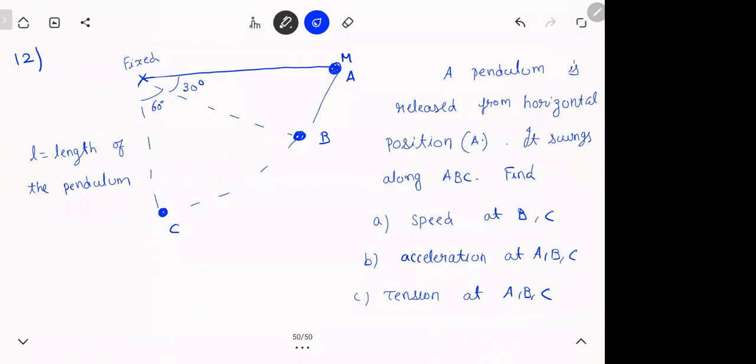Hope the question is clear. You have a pendulum, you left it from a horizontal position, it swings. So ABC 3 positions, 30, 60 degree. Let's do the first part. Find the speed at B and C. Give it a try. I'll give it 2-3 minutes for that. Speed at B and C.